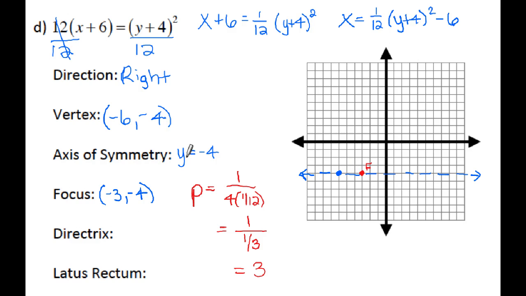For my directrix, our axis of symmetry was y equals, so my directrix is going to be x equals, and then I'm just going to move 3 in the other direction. And since I'm moving to the left, I'm going to subtract 3 from the x-coordinate of my vertex, and that's going to be at x equals -9. And when we graph it, it should go through -9, which it does on my x-axis.